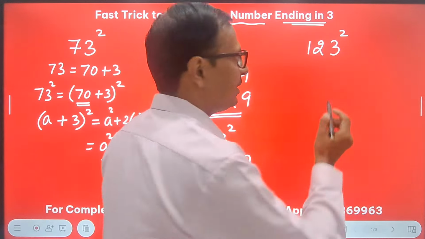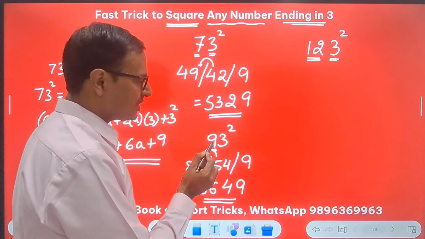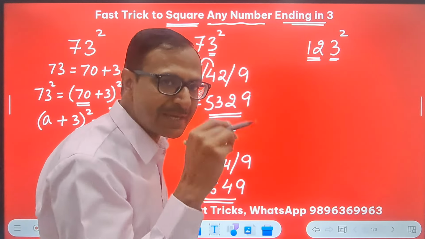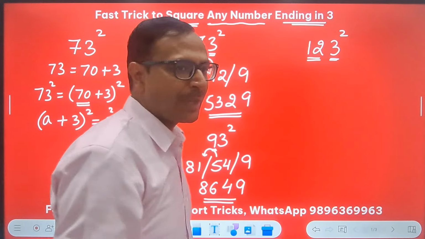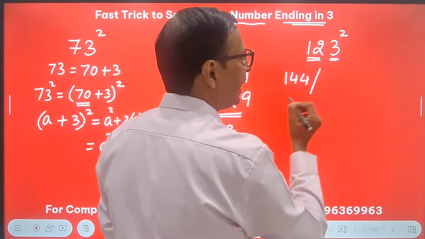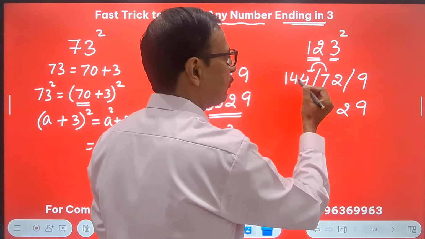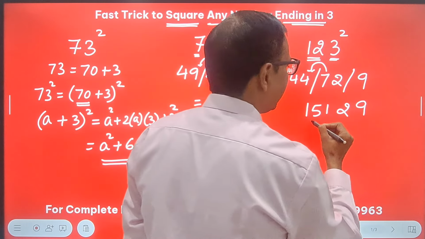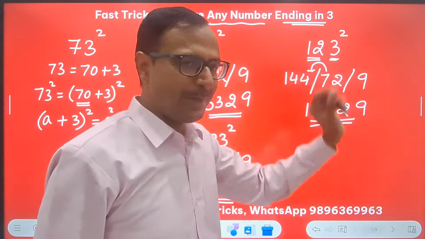So apart from the 3 here, we have a 12. So in place of a single digit being called a, equal to 9 here, a equal to 7 here, I will say a equal to 12. So I'll have to do a square, which is 12 square, 144. And then 6 times a, 12 times 6 is 72. And finally the 9. So the 9, 72 means 2, the 7 carried. 144 plus 7 is 151. And here you have the answer 15129 is the square of 123.